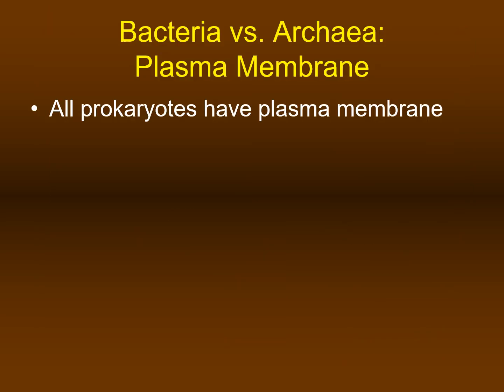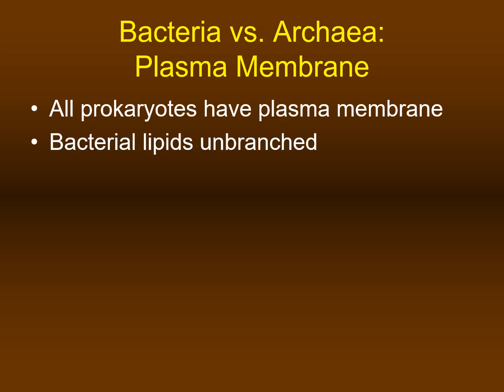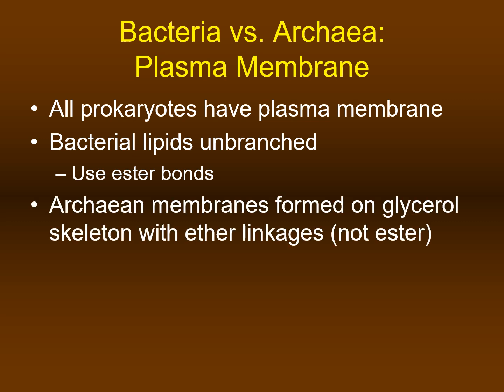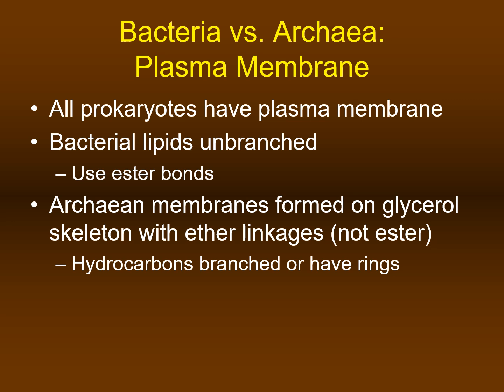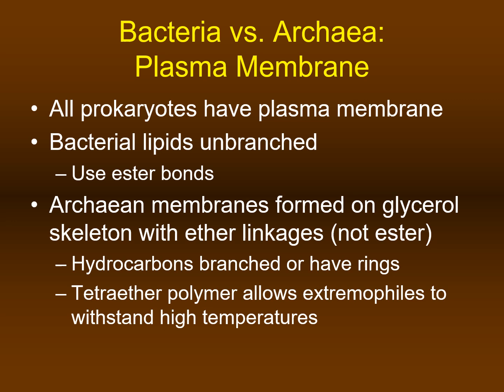So what is the difference between bacteria and archaea? Well, any cell, including prokaryotes, contains a plasma membrane. Bacterial plasma membranes contain lipids that are not branched, and these lipids use ester bonds to connect to phosphate groups. Membranes in archaea, on the other hand, are formed on the backbone of glycerol, but the linkages are ether, not ester. In addition to that, hydrocarbons in archaea are branched, unlike in bacteria. The advantage of having ether bonds rather than ester bonds is that extremophilic microorganisms, organisms that exist at very high temperatures, can withstand those high temperatures.